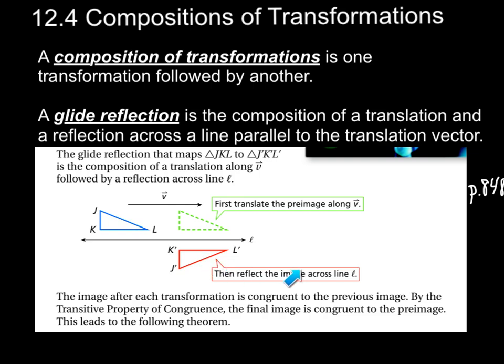The reflection then is the image across the line. The image after each transformation is congruent. Very important you understand that. This is a rigid motion. A rigid motion is when after you translate something, it's still congruent. By the transitive property of congruence, the final image is congruent to the pre-image, which is going to lead into our next theorem.